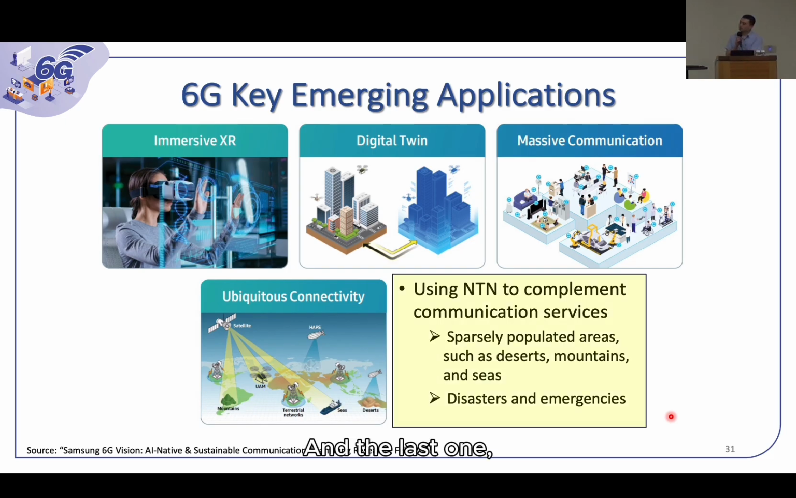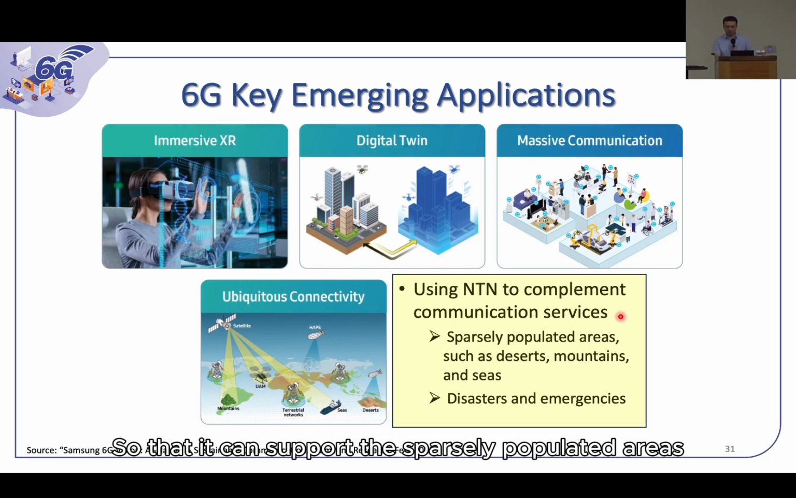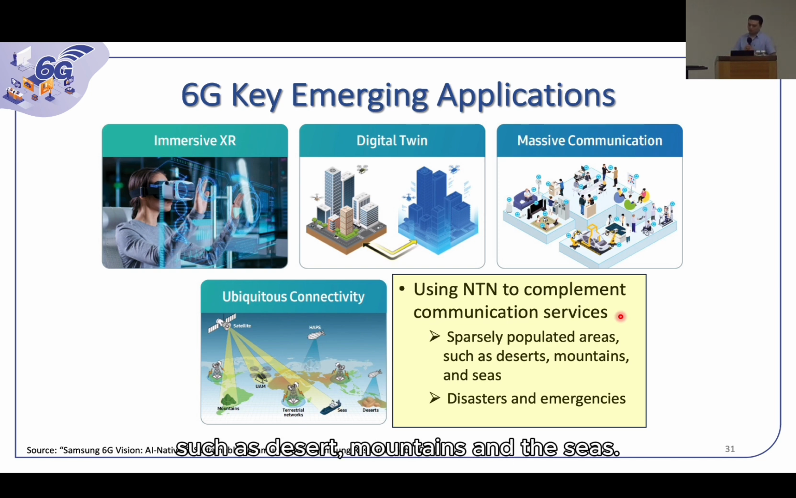And the last one is ubiquitous connectivity. So, for example, in a 5G network, we may not be able to support device communication on high mountains or high buildings or on the sea. Okay, so we can use satellites, the LEO, to complement the ground communication services so that it can support sparsely populated areas such as deserts, mountains, and the seas. Moreover, it can also be used for disasters and emergencies.